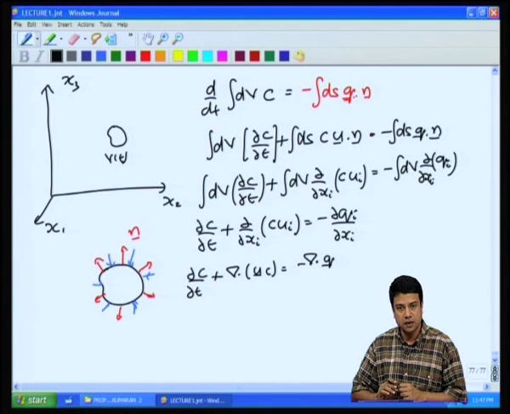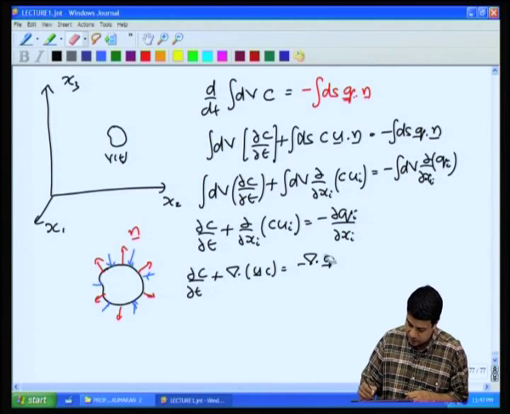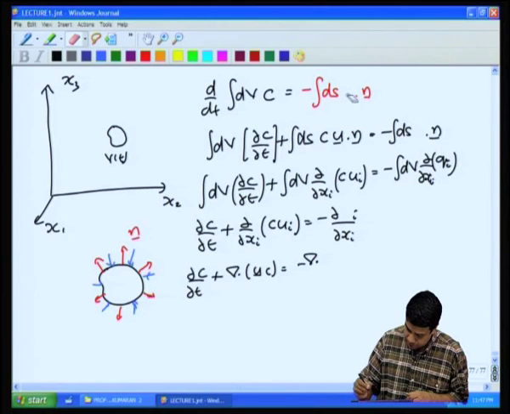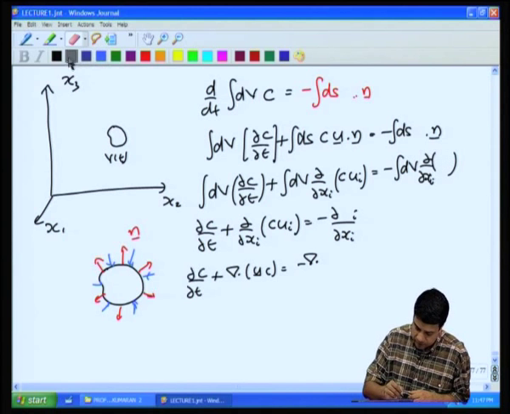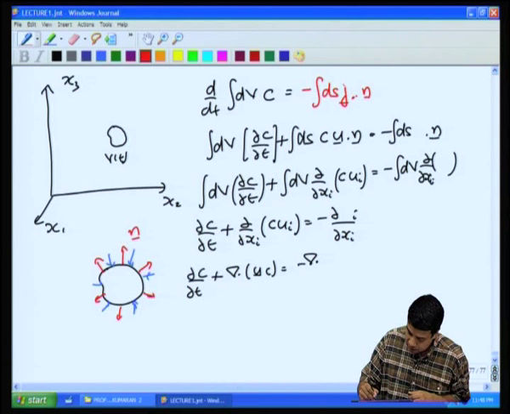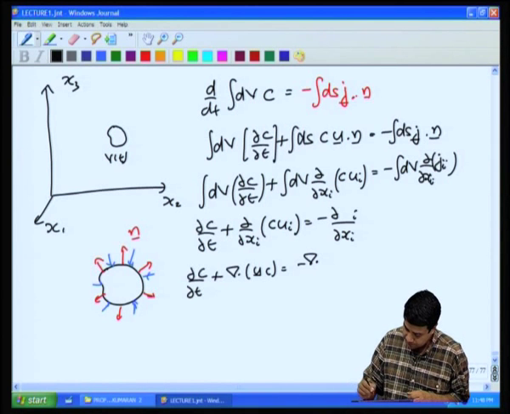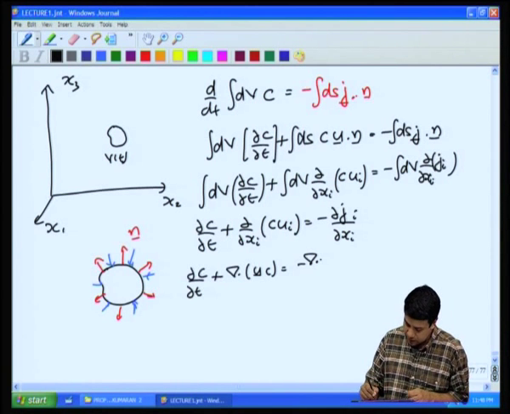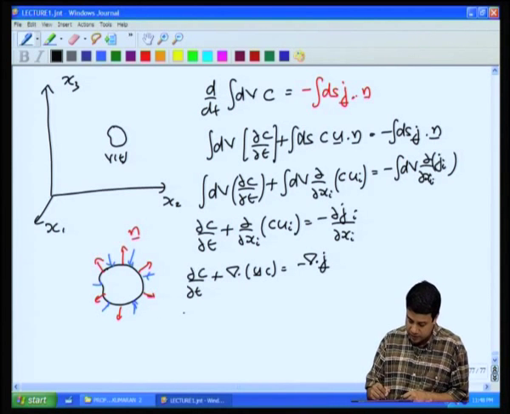Okay. And then we have a constitutive relation for the, I should use J for the mass flux. Let me just use J for the mass flux to avoid any confusion. Q is better used for the heat flux. Okay, so this is J, this is J i, this is J, and this is del dot J.